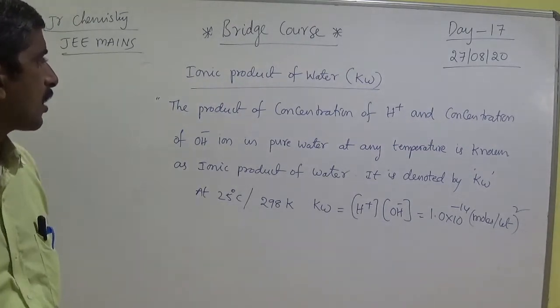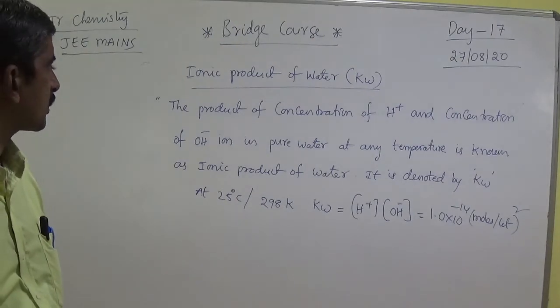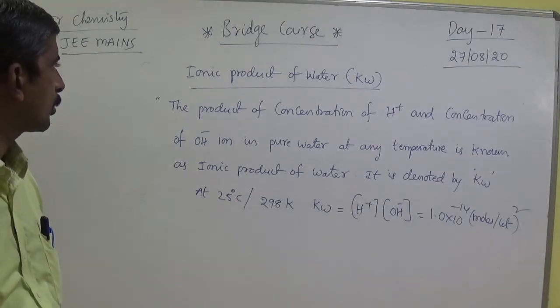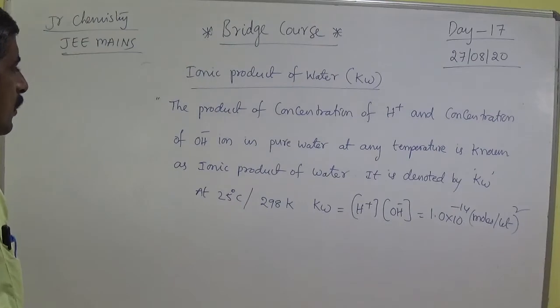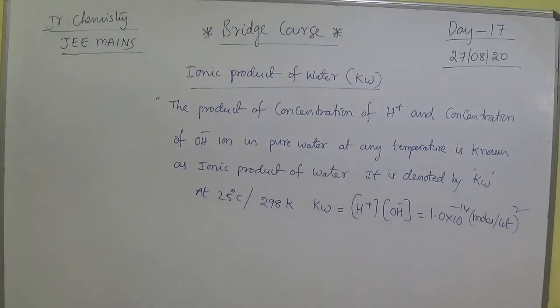The product of concentration of H plus ions and concentration of OH minus ions in pure water at any temperature is known as ionic product of water. It is denoted by symbol Kw. At 25 degrees centigrade or 298 Kelvin, Kw equals H plus into OH minus equals 1.0 into 10 to the power of minus 14 moles per liter.